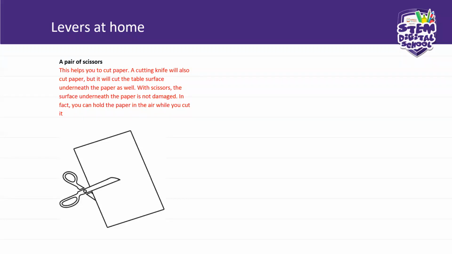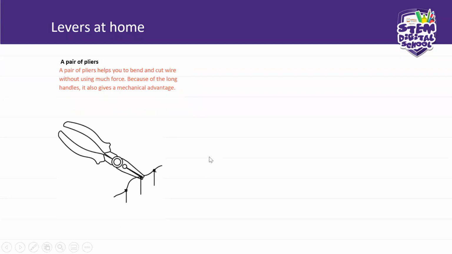I'm just thinking of fabric. If I want to cut fabric, you cannot do that with a knife. So a pair of scissors are really good. They make our lives easier. They do give us mechanical advantage. Same as a pair of pliers. Because of the long handles, it also gives us a mechanical advantage.